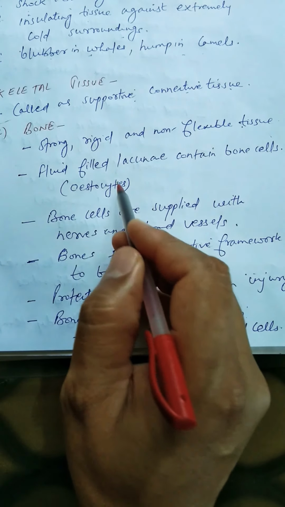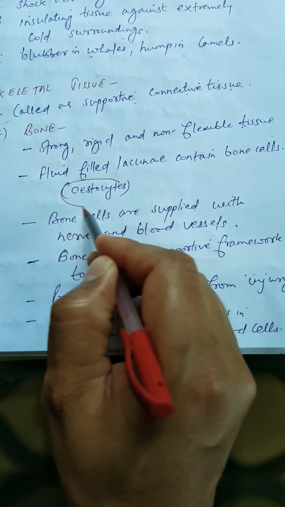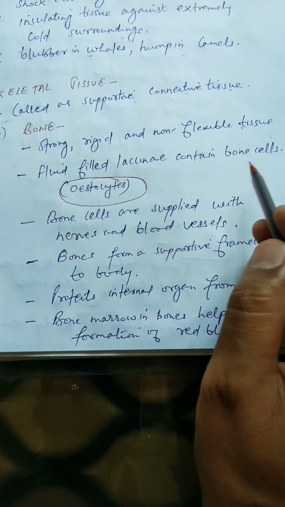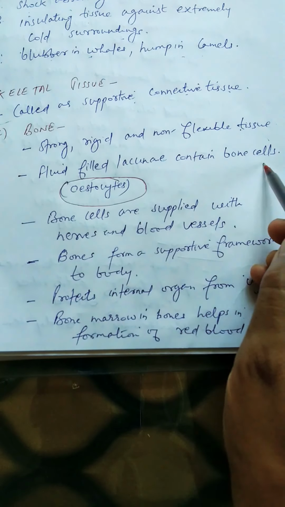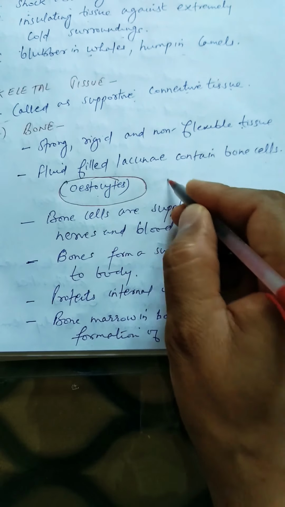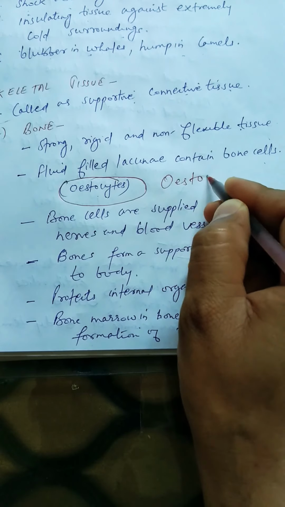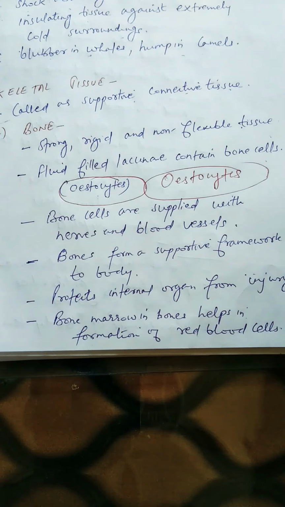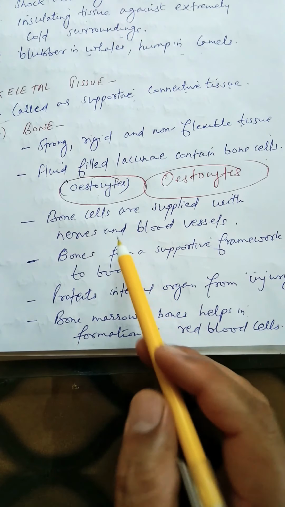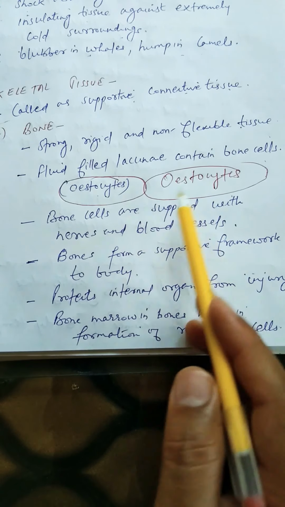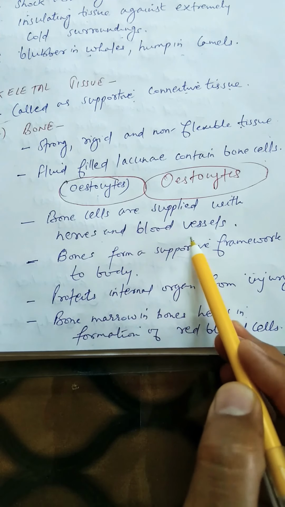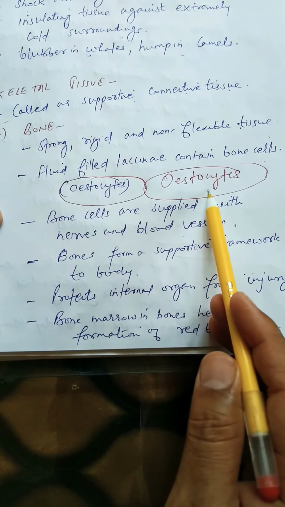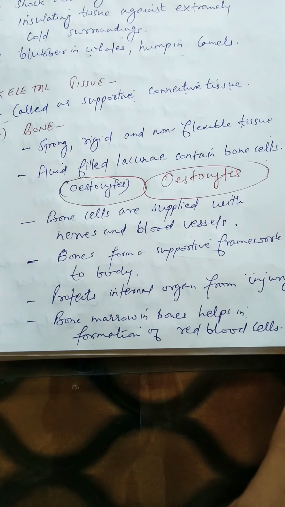So the fluid filled lacunae in the matrix of bone contain some special cells, bone cells. These are known as osteocytes. Students, it is very important, osteocytes. So these bone cells or osteocytes are supplied with nerves and blood vessels. Means blood vessels and nerves are present in these osteocytes or bone cells.